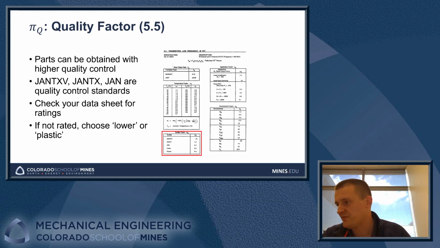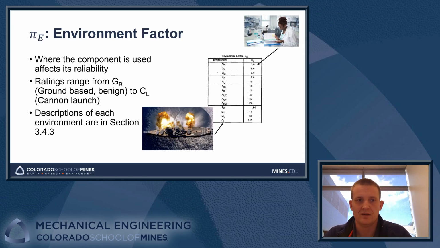So you would look at JANTXV and various other standards. Those are all quality standards that the military has laid out. Most consumer-grade electronics are not made to those, so if you don't see anything at all, you'll select either the lower or the plastic rating there, and you'll notice the multiplying factor is a lot higher for those, meaning that they're more likely to fail. Okay, next up is your environment factor.